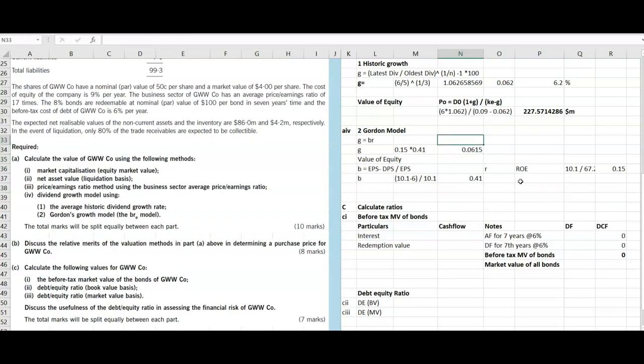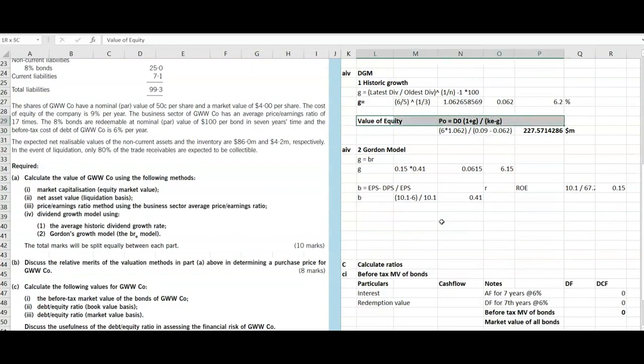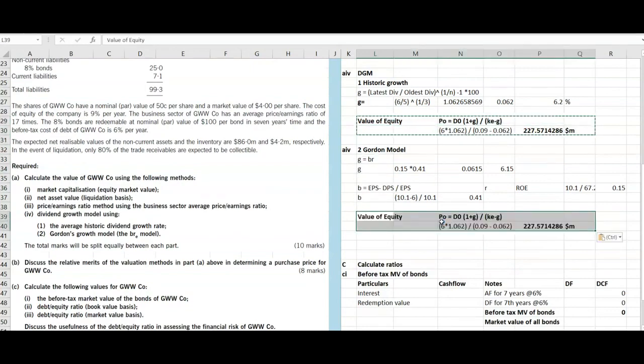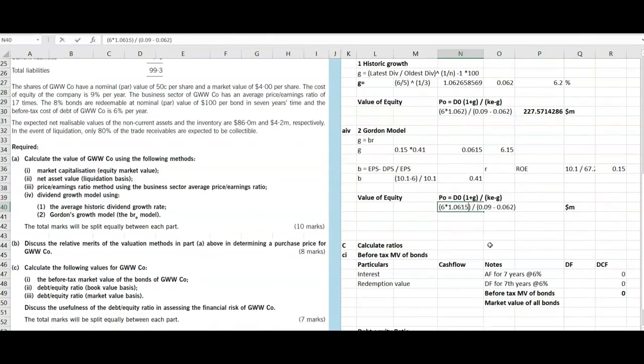But the answer that we get is actually a percentage. So we can multiply it by 100. We'll get the percentage number. So the growth is 6.15. From here on, we have to value the equity again. So we'll value the equity. So we'll have the same workings here. We'll take these numbers and we'll put it here. So the formula remains the same, except for the growth rate is 6.15.